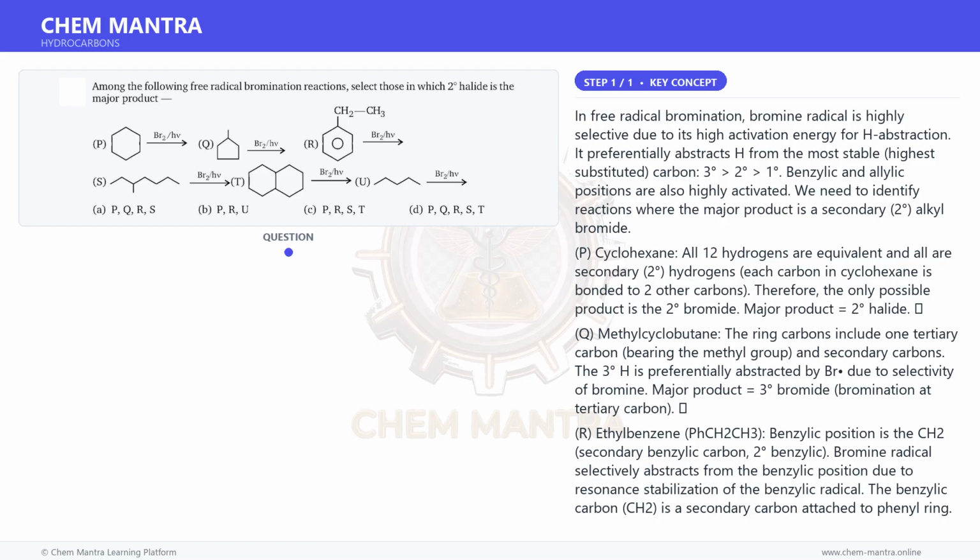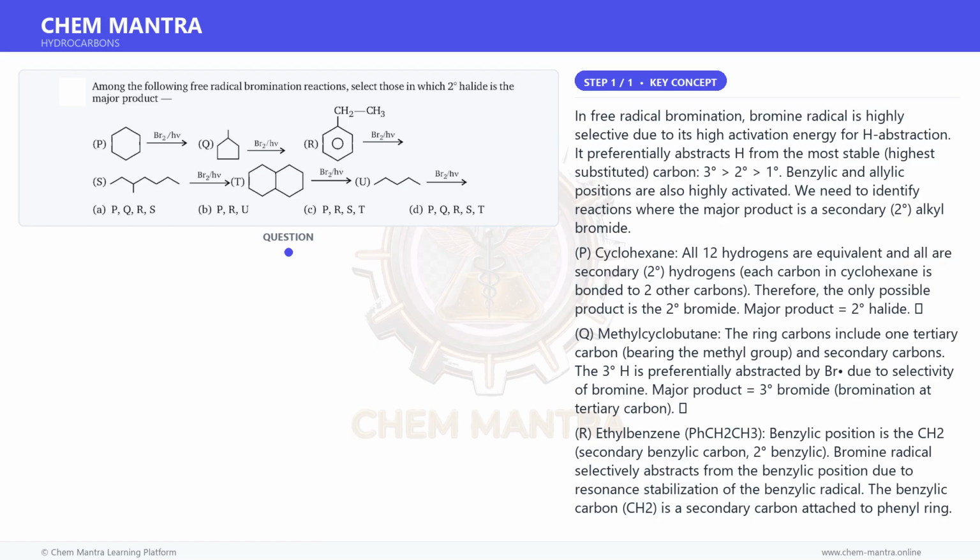U. The structure shown appears to be a straight chain or slightly branched alkane, drawn as a zigzag with no branch shown clearly, appears to be pentane or a similar straight chain. In a straight chain alkane like pentane, there are no 3 degrees carbons. The internal carbons are 2 degrees and terminal carbons are 1 degree. Bromine selectively abstracts from 2 degrees positions over 1 degree positions. Major product is the 2 degrees bromide. Thus, the reactions giving a 2 degrees halide as major product are P, R and U.